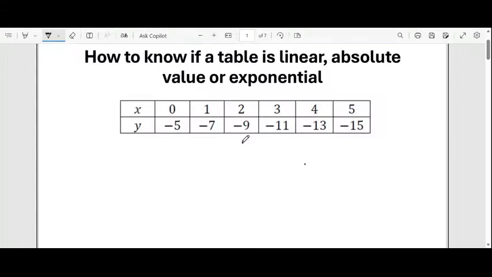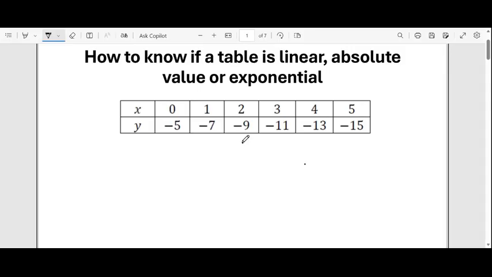cover how to know if a table is linear, absolute value, or exponential. So you know a table is going to be linear because it is adding at a constant rate. You know it's going to be absolute value because that slope or that rate of change is going to be the same number with different signs. And then it's exponential if you're multiplying by the same number each time.